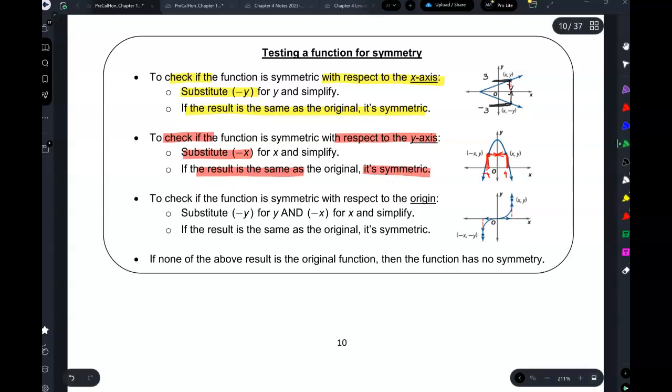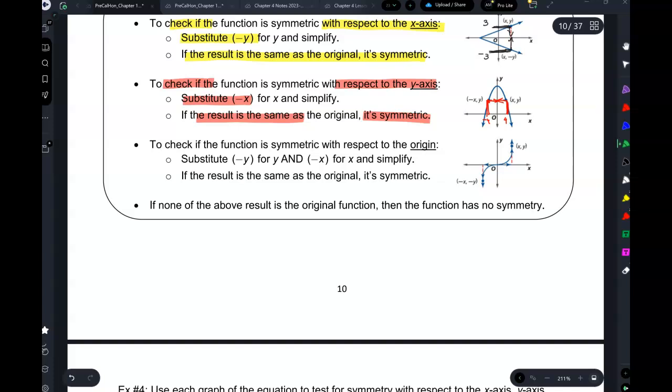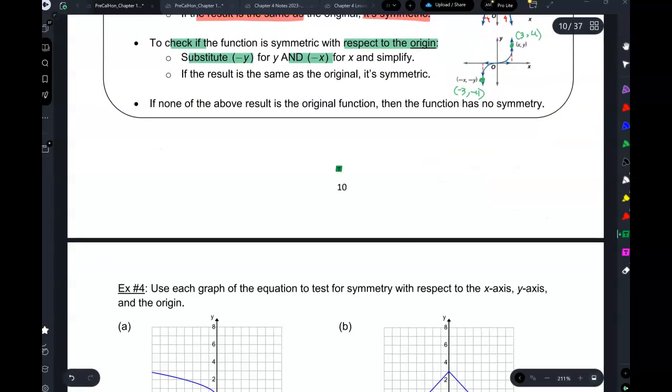Okay, for this one, look at corresponding points here. So 3 comma 4 is the same as negative 3 comma negative 4. So that means to check if something is symmetric with respect to the origin, we're going to substitute negative y and negative x, and then we're going to see if it's the same. If none of these work, then there is no symmetry.